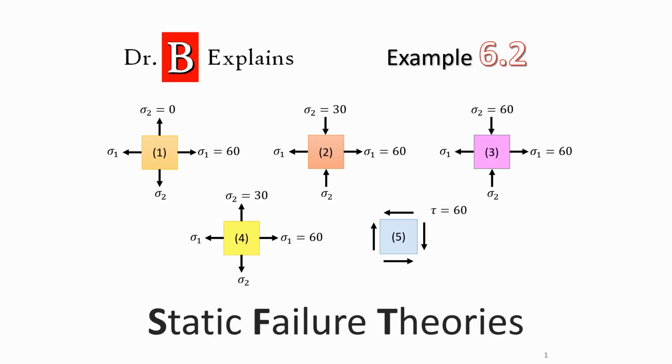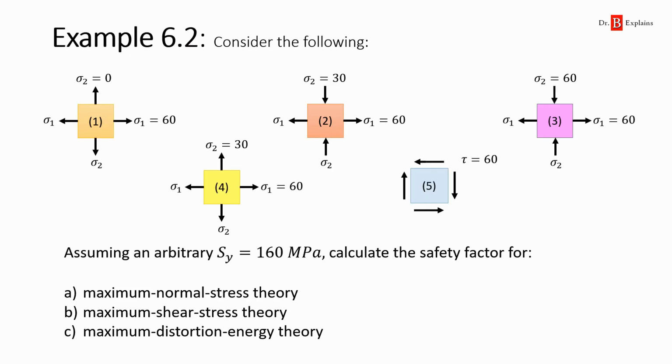Howdy! In this video we're going to cover example 6.2. This is on static failure theories. Example 6.2 is asking us to calculate the safety factor for 5 different stress states based on the maximum normal stress theory, maximum shear stress theory, and maximum distortion energy theory.